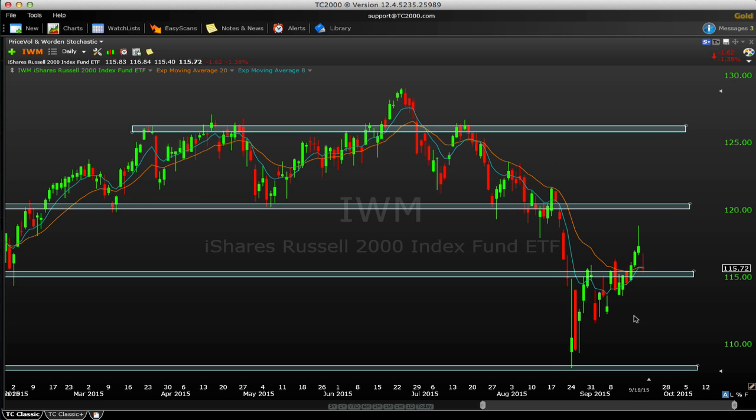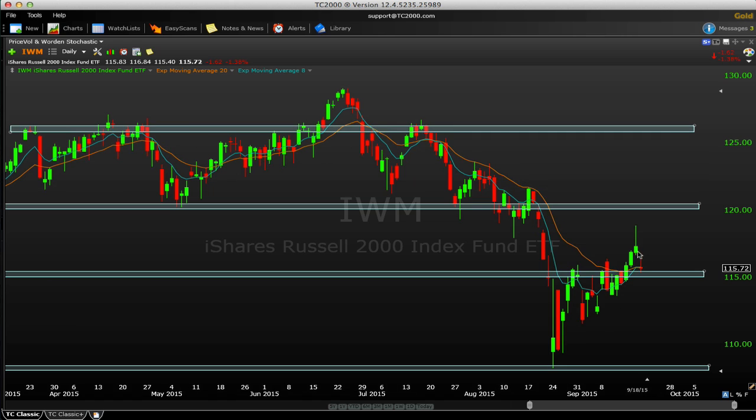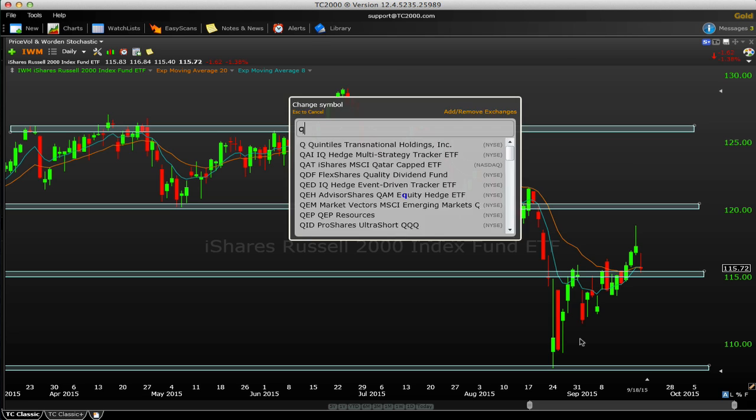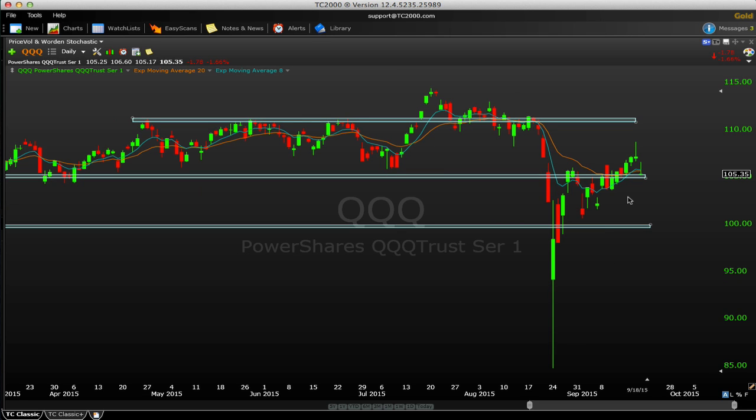IWM. Similar situation here, down 1.38% on Friday. We saw this sort of follow through to the downside off of yesterday's topping tail, Thursday's topping tail after the Fed announcement. This one is still kind of holding up here. The small cap index hasn't quite snapped this trend line, or it's not quite at it. But again, still has a pretty sharp trend line that it's been moving up on for the past couple of weeks. If we look at the Qs, similar situation here.